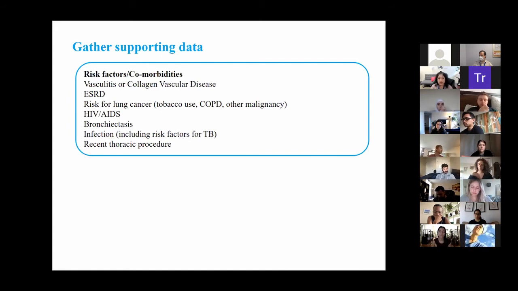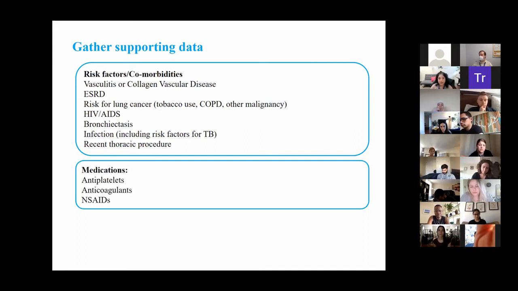In terms of his risk for lung cancer, so we mentioned that as a possibility. He does use tobacco. We don't know if he has a history of COPD or any other malignancy, but those are things you would want to think about. Risk for HIV/AIDS, any history of bronchiectasis. We know he has an infection, but risk factors for TB or cavitary disease. And then has he had any recent procedure?